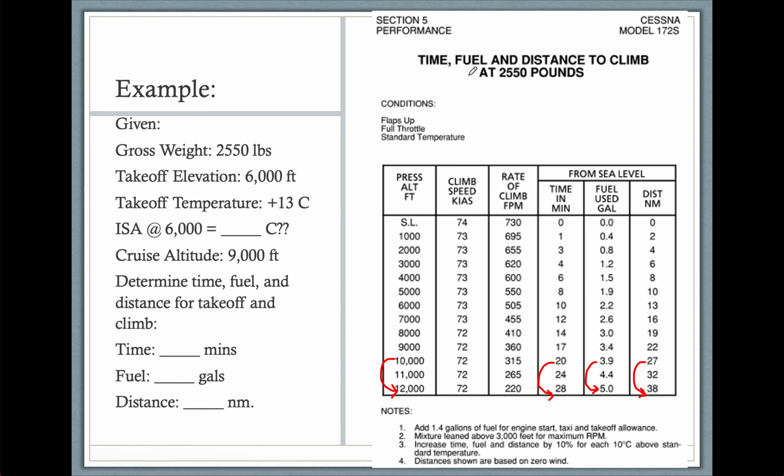Okay, so let's do this question. Okay, so we're at 2550. Here's our example. We took off at 6,000 feet. We're climbing to 9,000 feet.